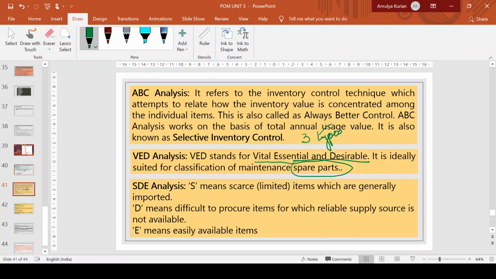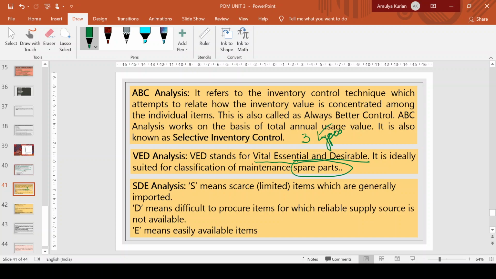What is the vital category? It refers to those items without which the production activity or any other activity of the company would come to a halt. It is highly important. Such spare parts fall under the vital category. Second one is essential. That means items whose stock out or shortage causes only a minor disruption for a short duration. The cost incurred is very nominal.